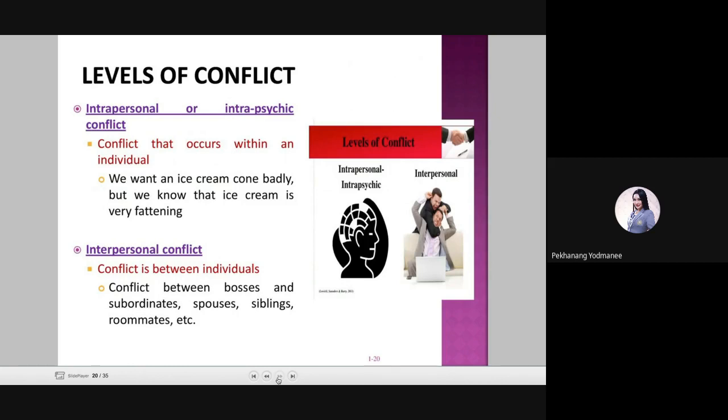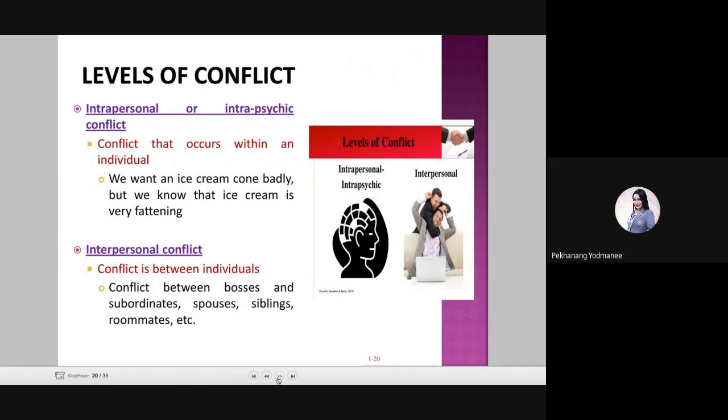Level of conflict. One way to understand conflict is to distinguish it by level. Okay, these are all the levels of conflict. For the first one, interpersonal or intrapersonal conflict. Okay, these conflicts occur within an individual.